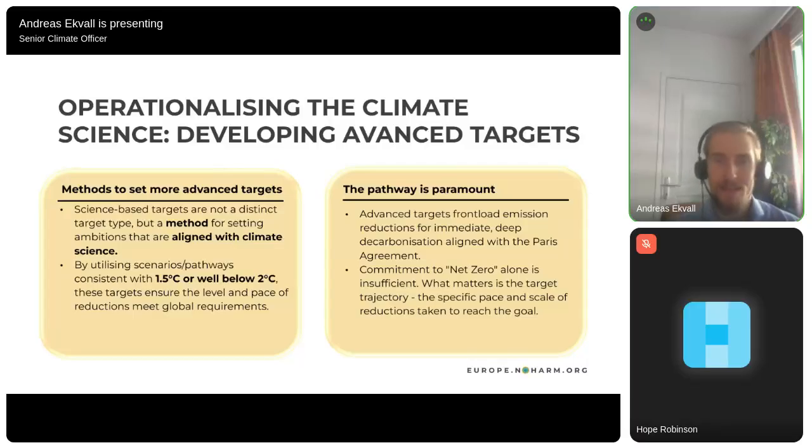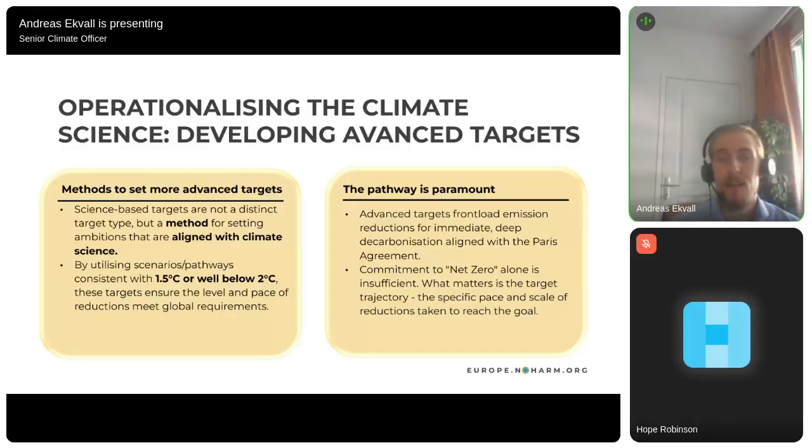So, how do we amend this gap? Well, we need to move towards a more unified framework and towards more advanced targets across the healthcare sector. And in developing more advanced targets, the first thing we must understand is that science-based targets are not just a distinct category of targets, they rather represent a method for setting and developing targets, following the latest climate science.